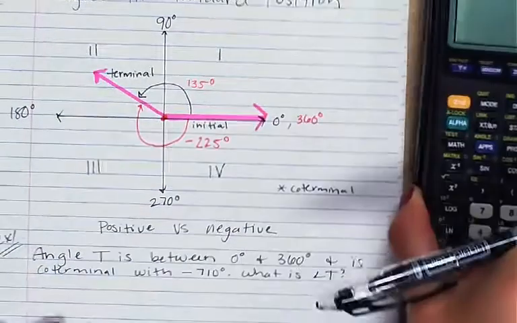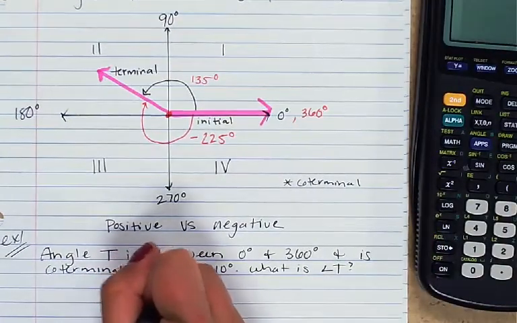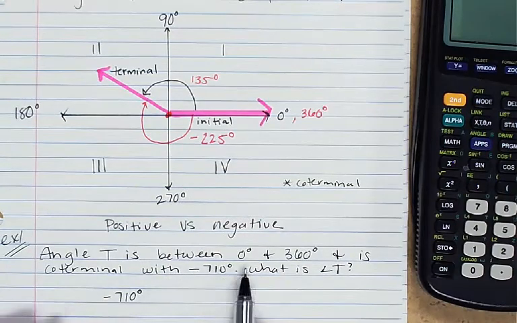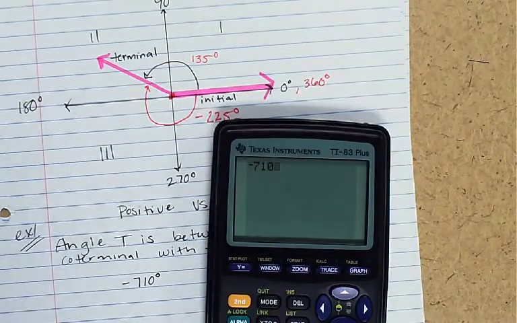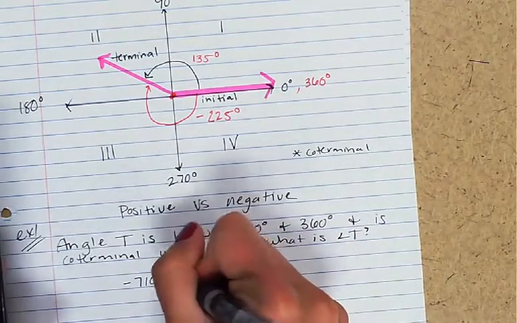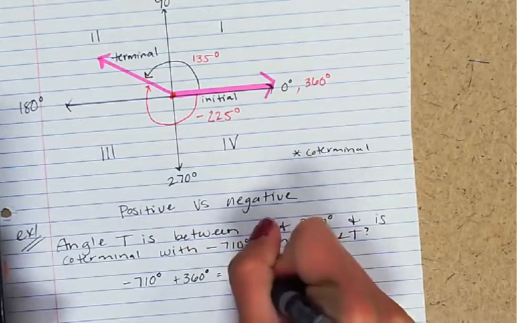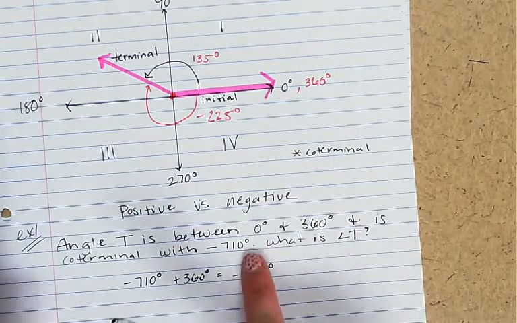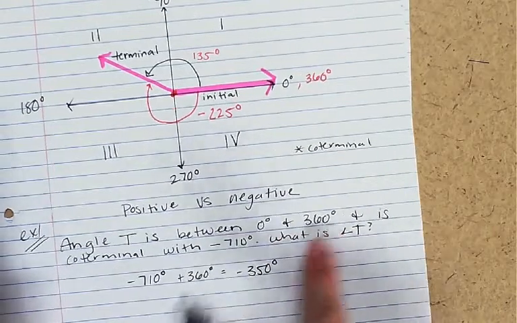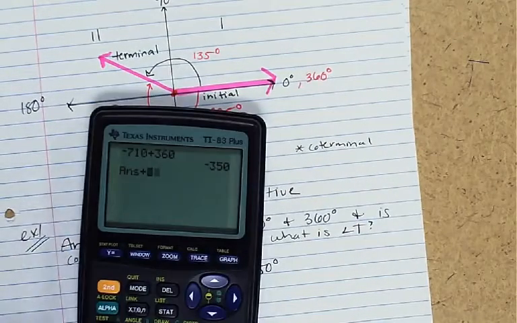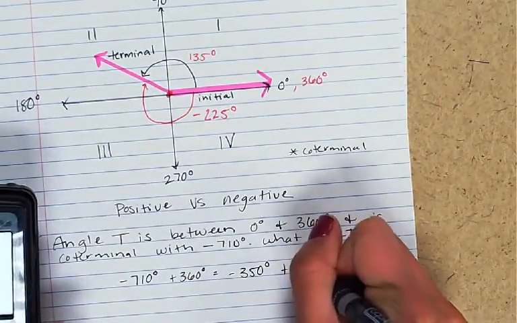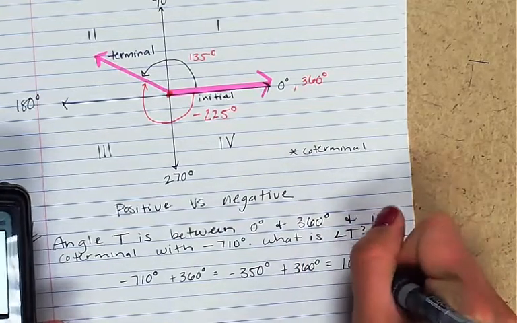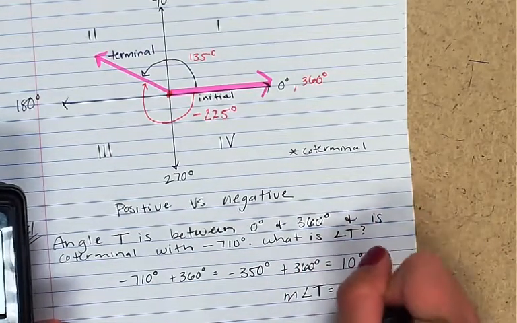On this one, we're at negative 710 degrees, and we need to get to a value between 0 and 360. So I'm going to start with my negative 710, and I'm going to add 360 onto that. That puts me at negative 350. Again, we want between 0 and positive 360, so I'm going to add another 360 onto that. Then we end up at 10, which is between 0 and 360. So the measure of angle T is 10 degrees.